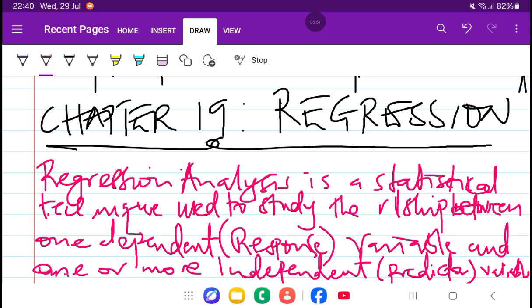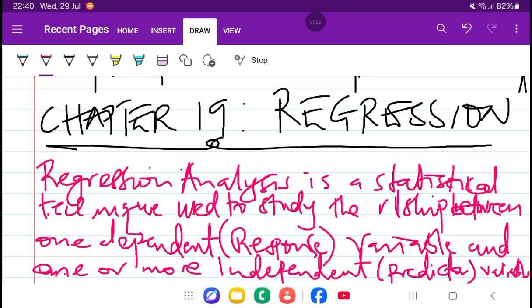Now, a regression line is a straight line that describes how the dependent variable y changes as the explanatory or independent variable x changes. In other words, it's just a mathematical equation that describes the relationship of the two variables, the independent and the dependent variables.